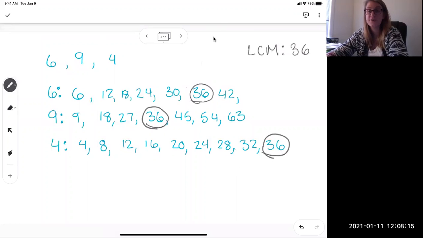Okay, so take your time, work through your practice problems. They should not be too difficult. You're just going to list out multiples and find the least common multiple, and list out some factors and find the greatest common factor.